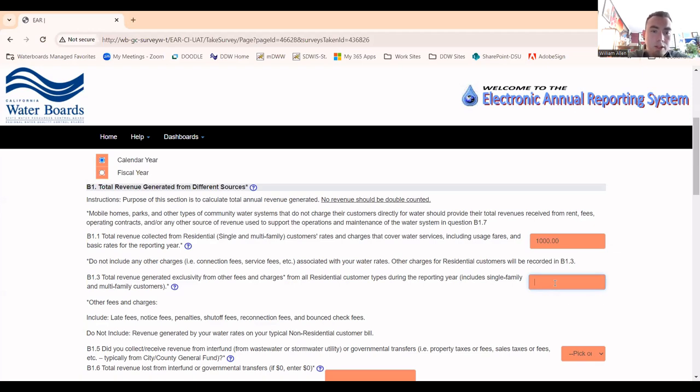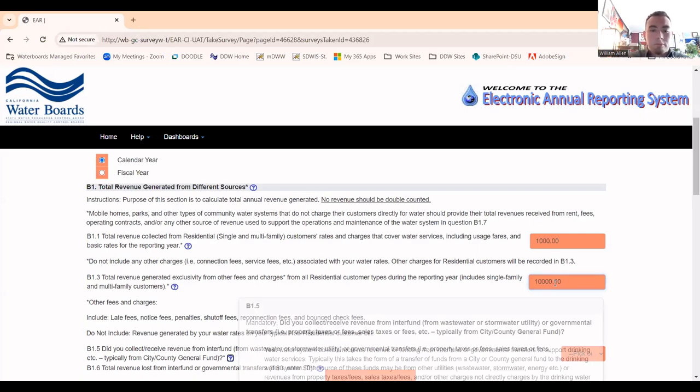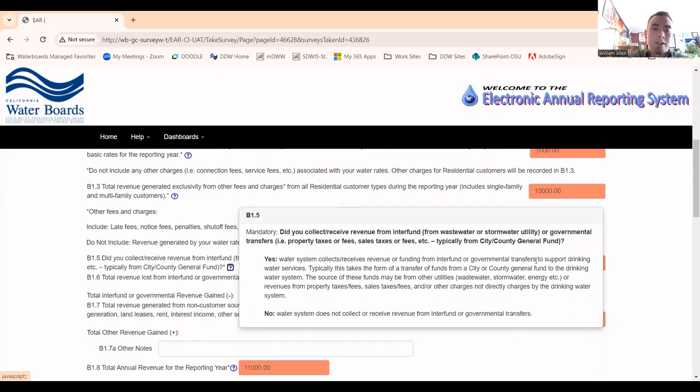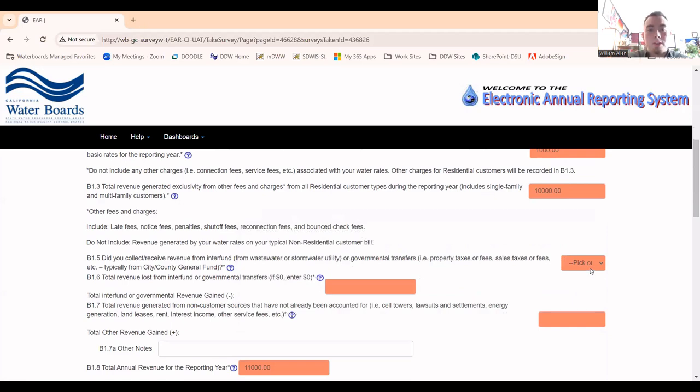For B1.3, this is where you incorporate those other fees and charges related to your water rates. So instead of just being straight water rates revenue, now you can incorporate other utility charges that you give to your customers. And we do have examples below, such as late fees, notice fees, penalties, and shutoff fees that are incorporated into those water rate charges.